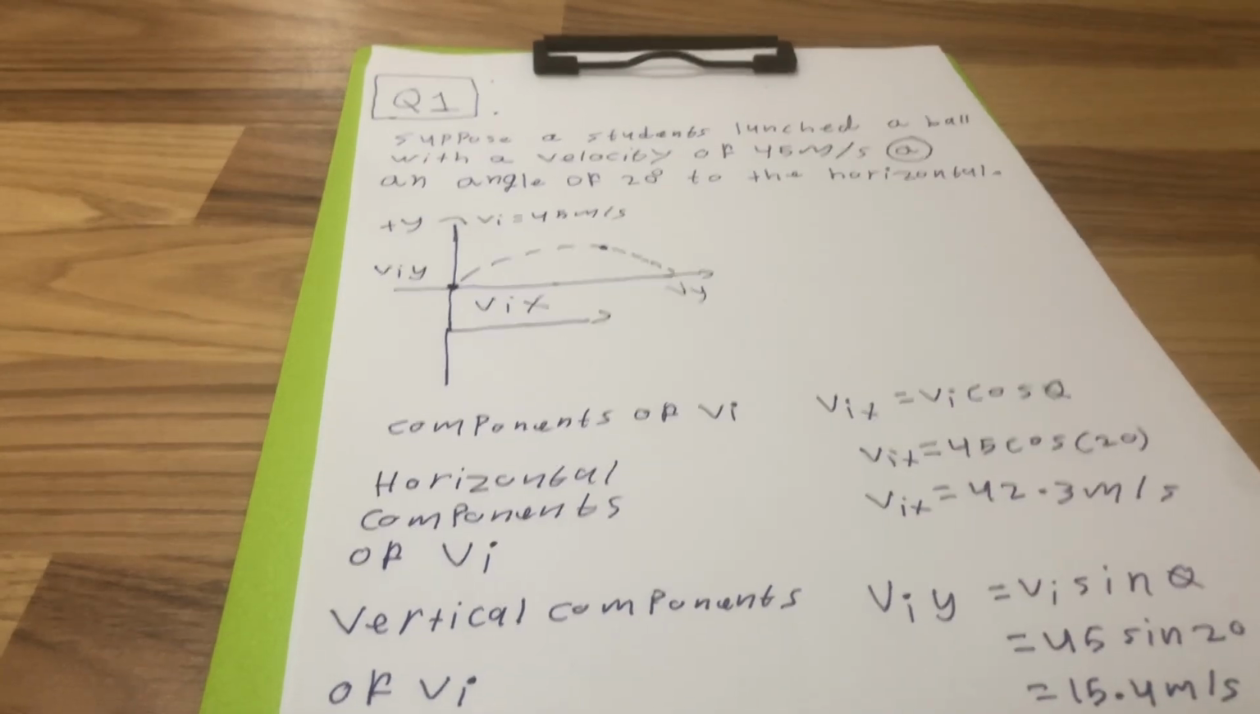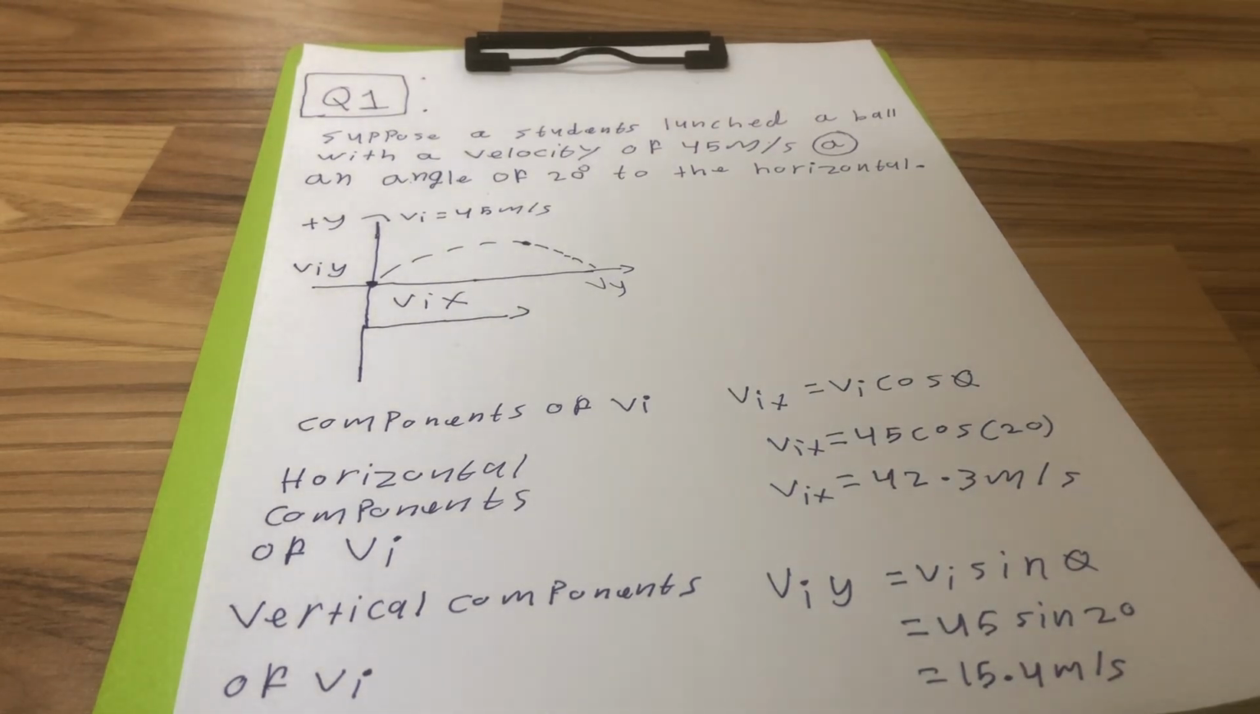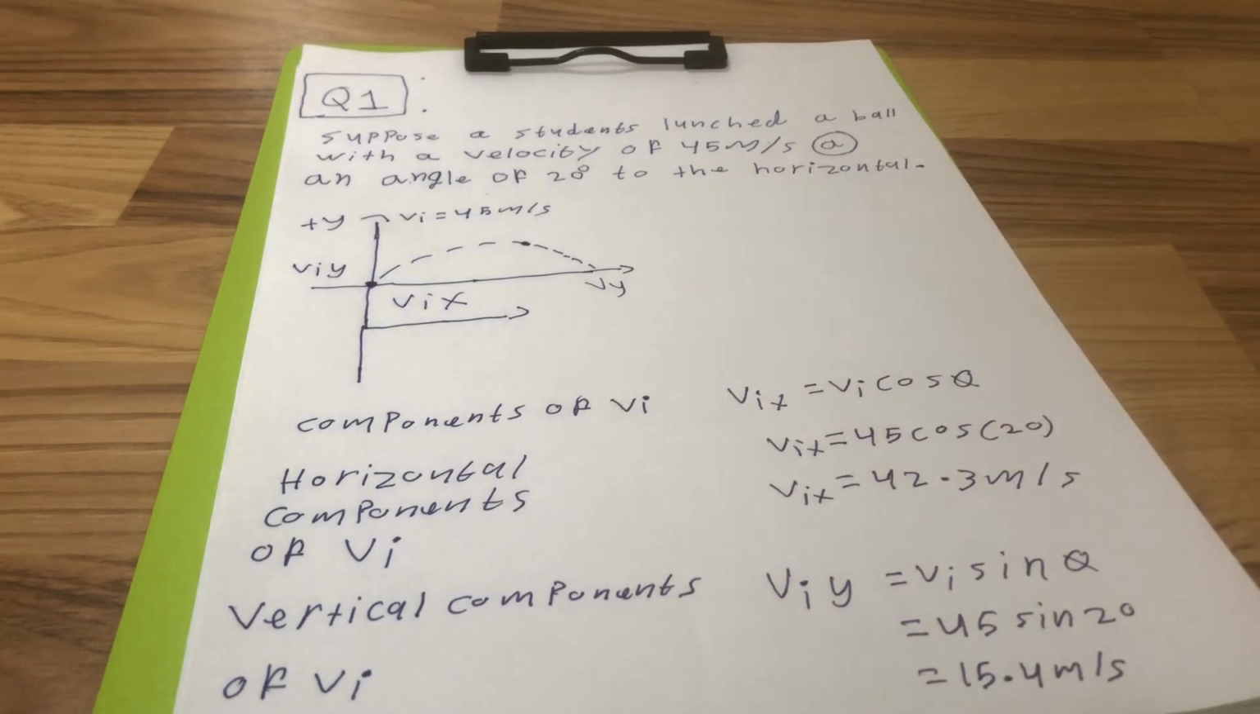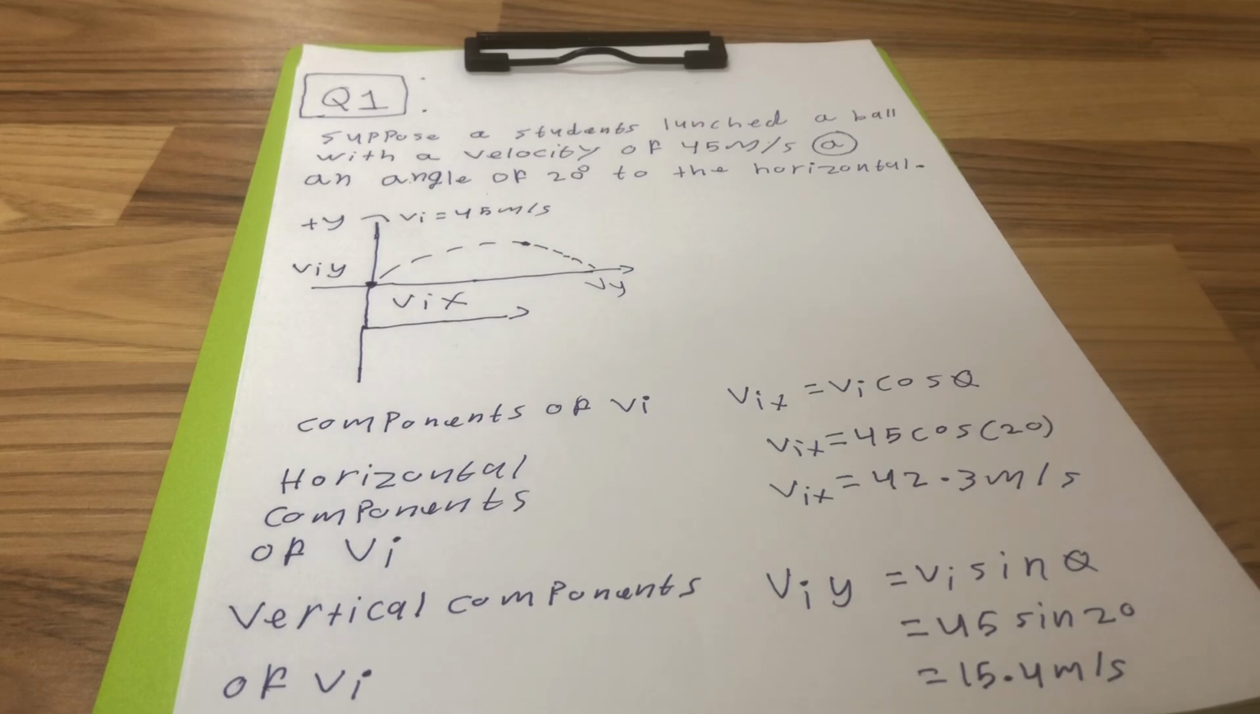Now here we used trigonometry. Why did we use trigonometry? To find the VIX and the VIY. Sorry, there is no V final, just VIX and VIY. So VIX equals VI times cosine angle. This you need to memorize. We took this from the opposite over the hypotenuse, but just memorize that VIX is VI times cosine angle.